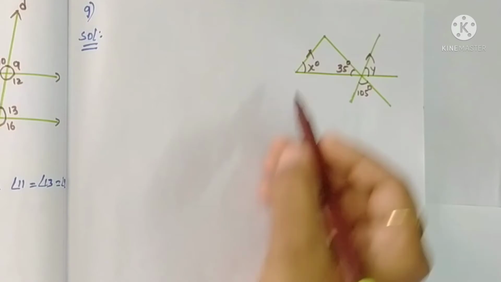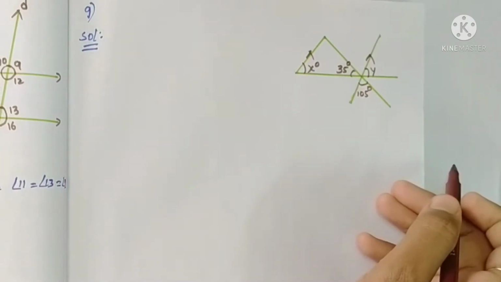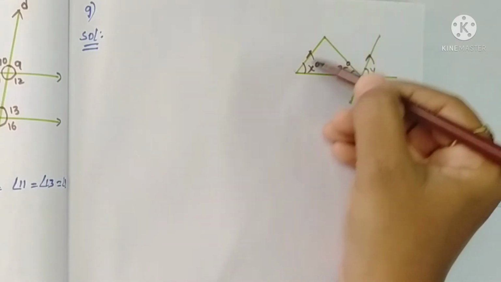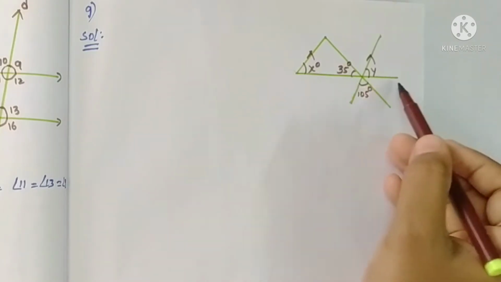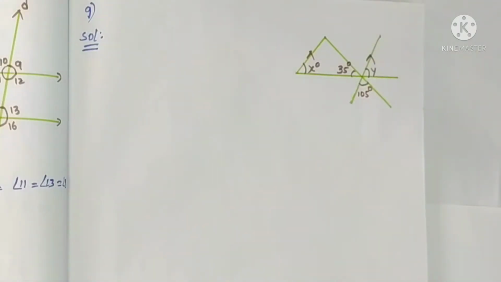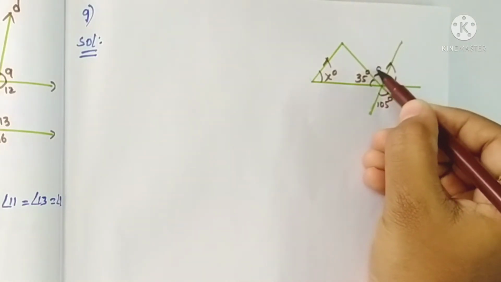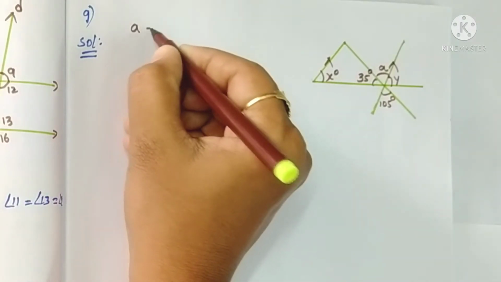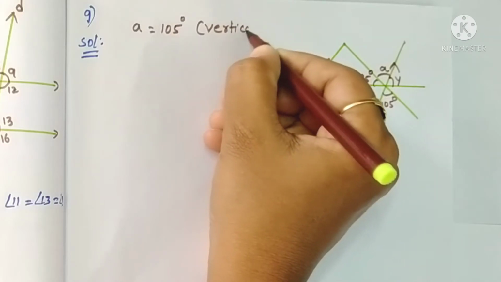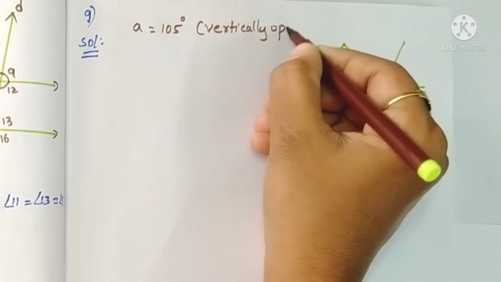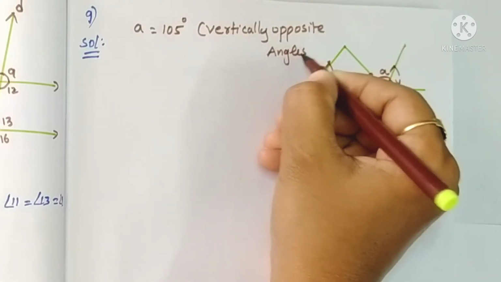Ninth problem. Here also these arrowhead lines are parallel. We want to find out x and y. These two lines are parallel and this is a transversal line. From the figure, let angle A equal 105 degrees. Why? These are vertically opposite angles, and vertically opposite angles are equal.